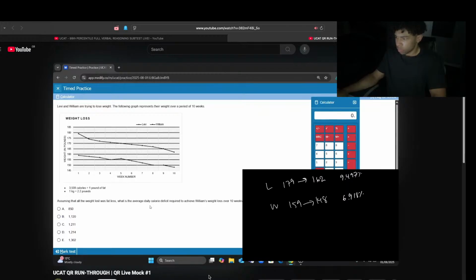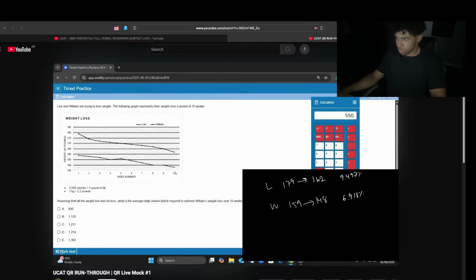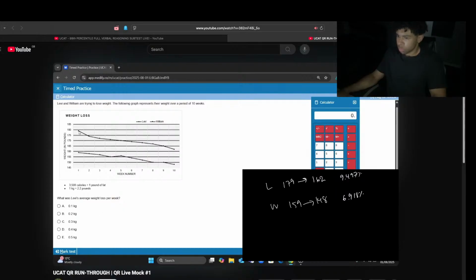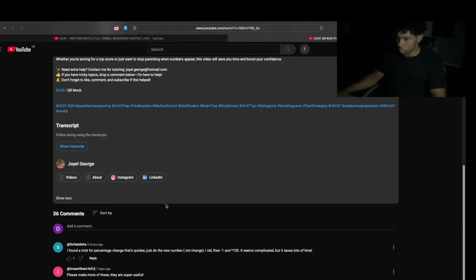So this one. The weight loss is fat loss. So the average daily calorie deficit needed to achieve William's weight loss. William loses 11 pounds. So 11 times 3,500. But you have to divide that by 10 weeks, and you have to divide that by 7 to get it per day. Wait, let's calculate that. Williams, 159 to 148 is 11 pounds. 11 times 3,500, divide that by 70. Okay, we will come back to this. So what was Levi's average weight loss per week? So Levi goes from 179 to 162. Okay, so 17 pounds.